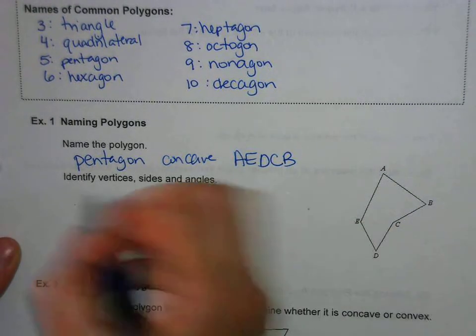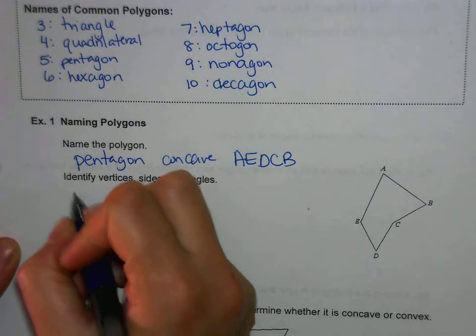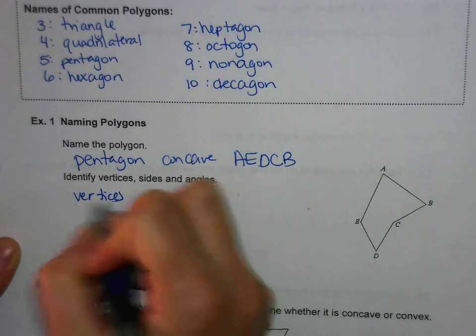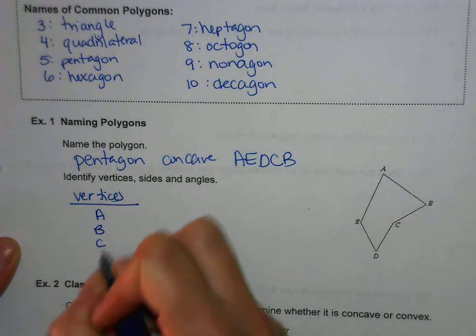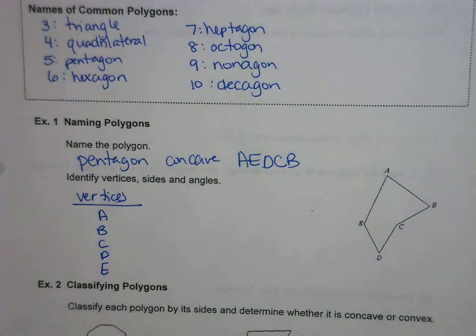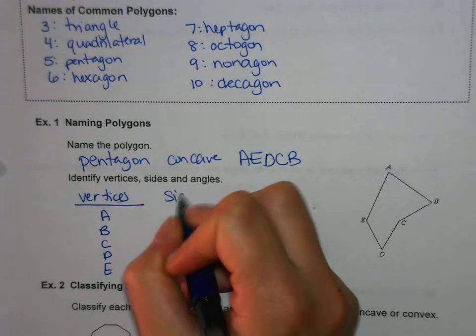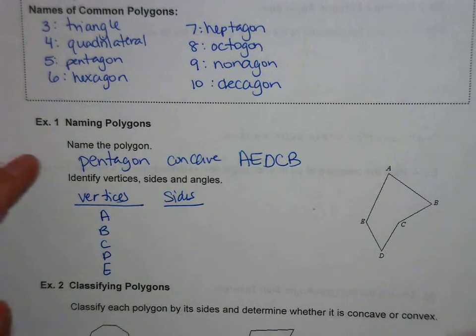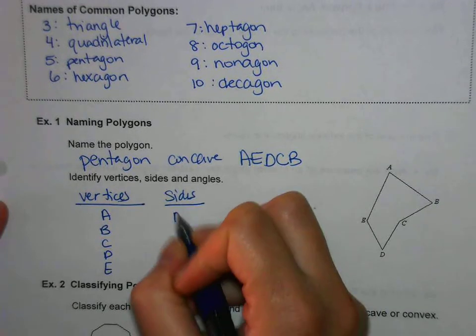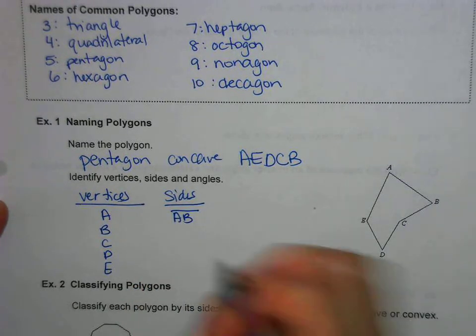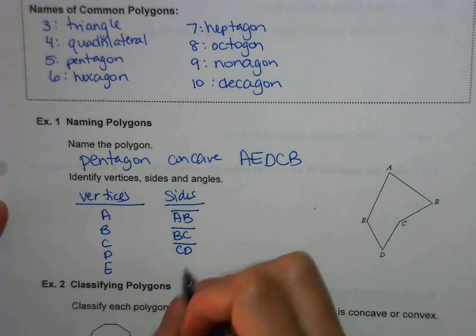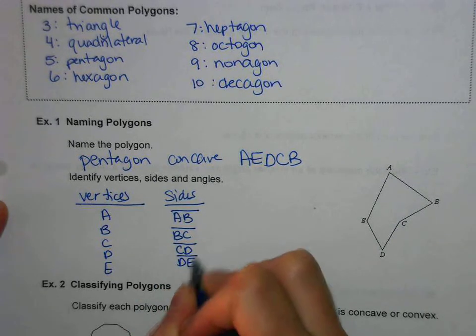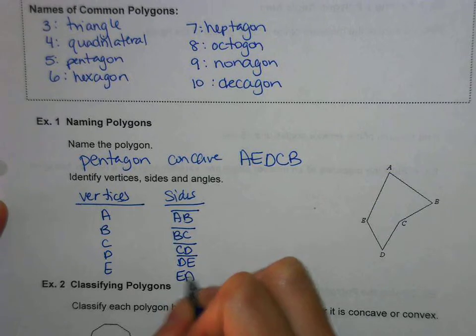So let's identify the vertices. Remember, vertices are our points. So the vertices, we have A, B, C, D, and E. The sides of our polygon, we know there's 5 sides because it's a pentagon, so we have side AB, which is a segment, BC, CD, DE, and EA.